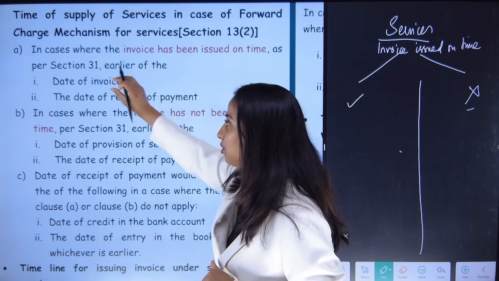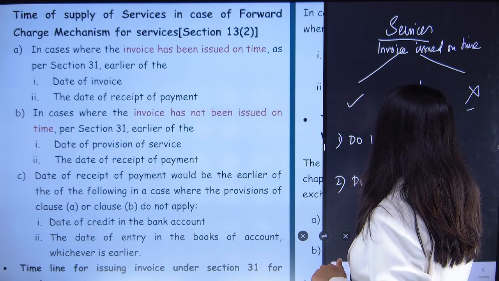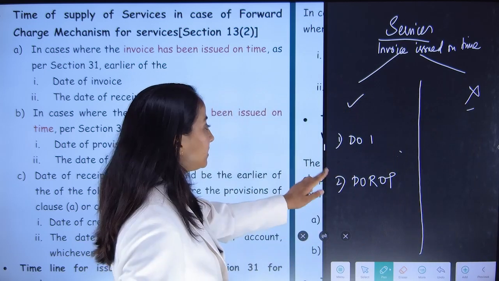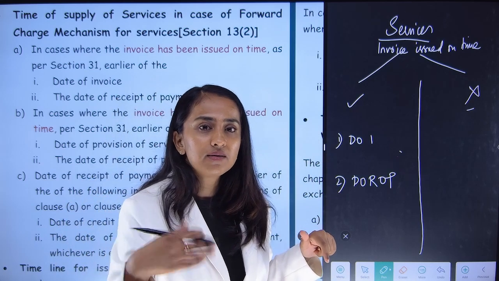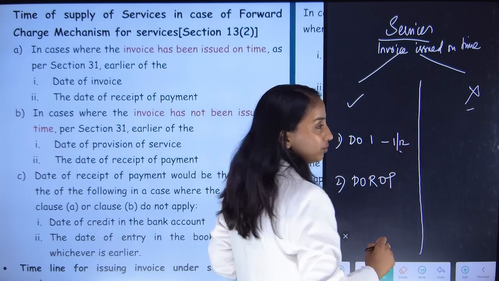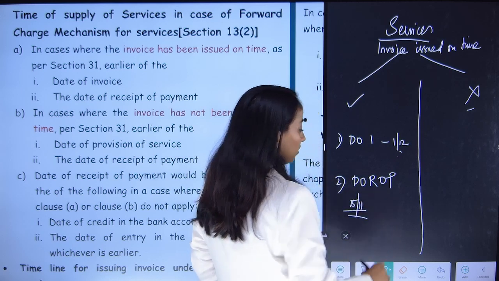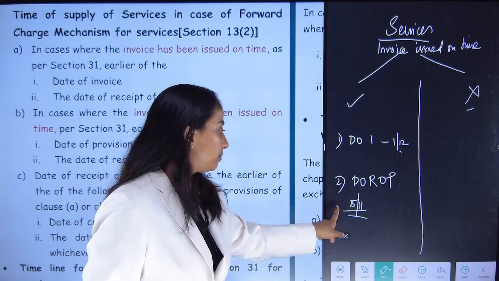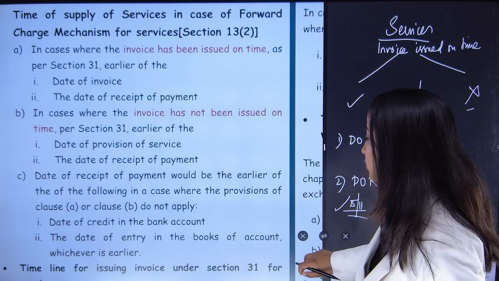So if the invoice has been issued on time, it will be date of invoice or date of receipt of payment, earlier of the two. Date of invoice is when I issue the invoice. Date of receipt of payment is when I receive the payment. Earlier of these two dates. Let's say on 1st I gave you the invoice, but you had already made payment to me on 15th November. 15 days before I raised the invoice, you made payment to me. You made advance payment. Earlier of these two dates will be this. Am I clear? Yes.